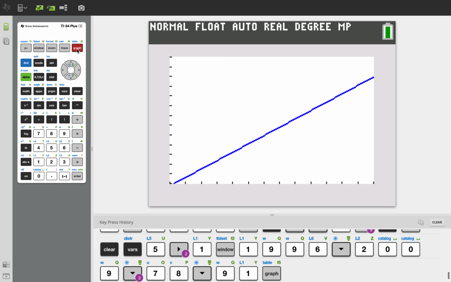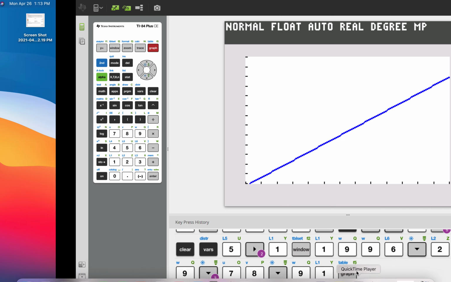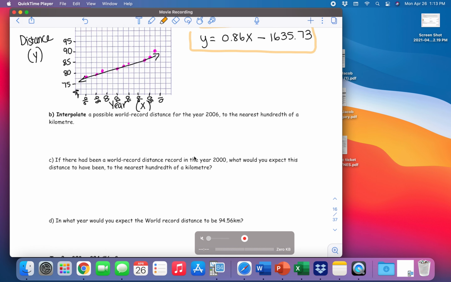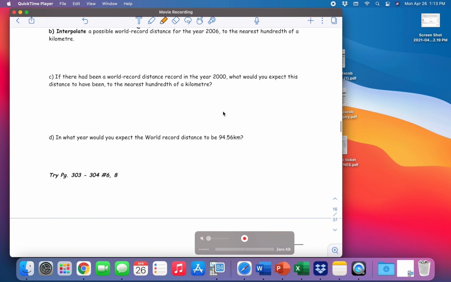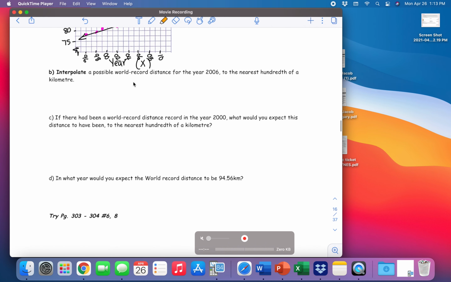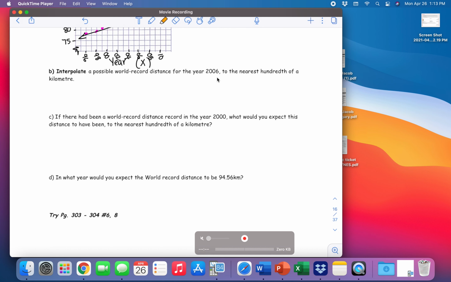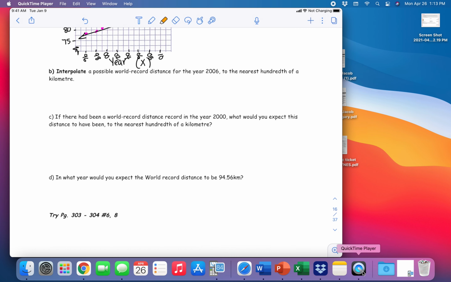So the question is, our first question, if you guys look at it, it's asking, interpolate a possible world record for the year 2006 to the nearest hundredth of a kilometer. So we want to figure out what the distance is when the year was 2006. So the steps are, if you're ever trying to figure this out, you have to say what this is. Whenever we talk about years, that's the x coordinate. So they're giving us x equals 2006. Our question is, what is y?